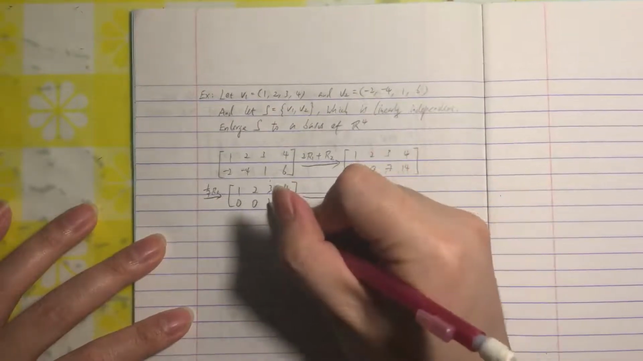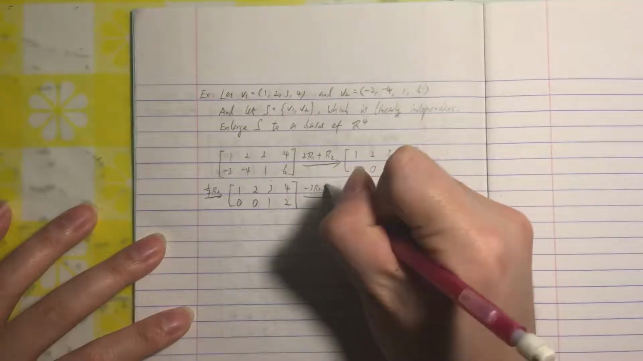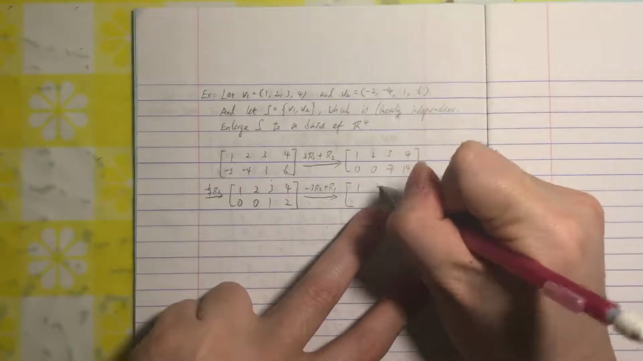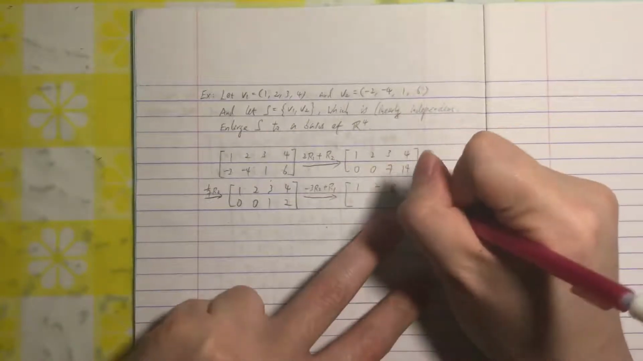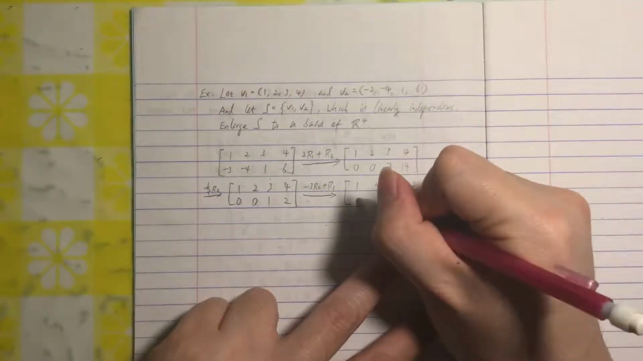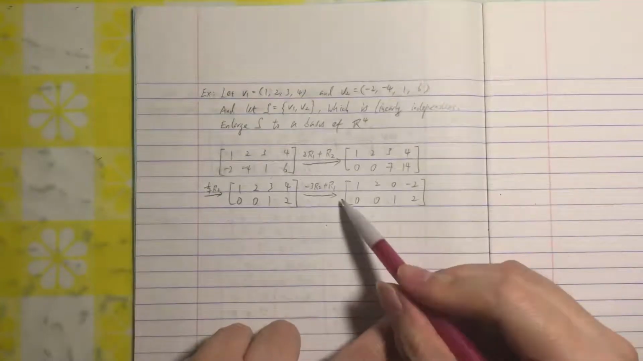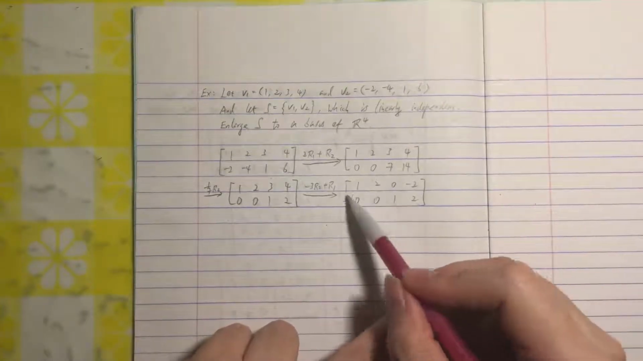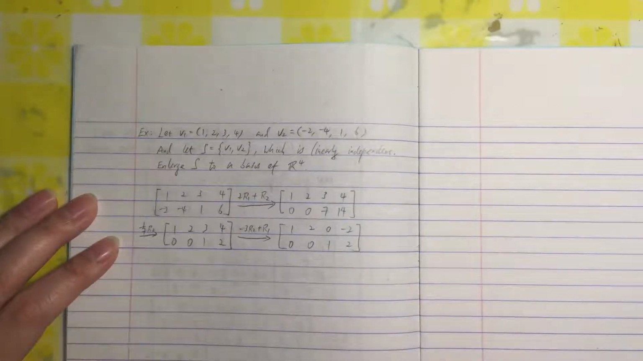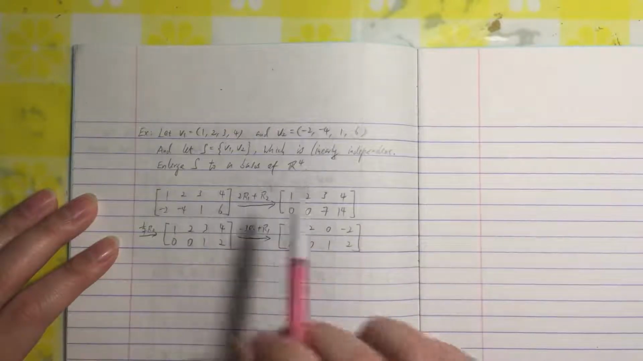Next, I multiply the second row by -3 and add it to the first row. So the first row is 1, 2, 0, -2. The second row stays the same: 0, 0, 1, 2. That's the reduced echelon form of this matrix. Next, based on this matrix, we try to find 2 more vectors in R4 and add them to S to form a basis in R4.